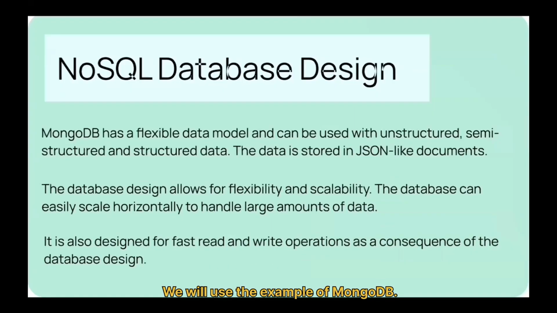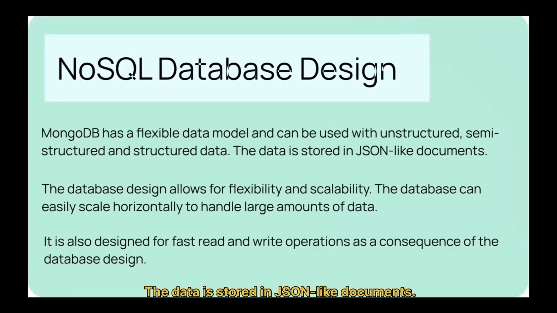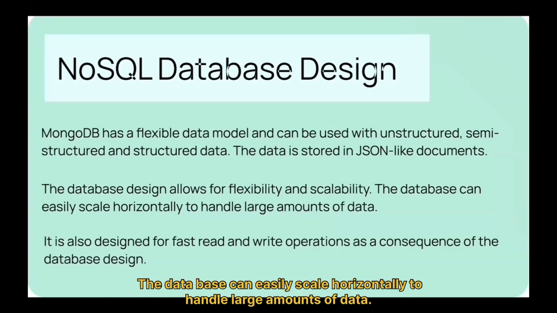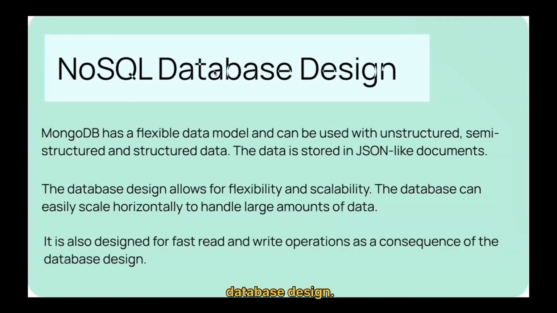We will use the example of MongoDB. MongoDB has a flexible data model and can be used with unstructured, semi-structured, and structured data. The data is stored in JSON-like documents. The database design allows flexibility and scalability. The database can easily scale horizontally to handle large amounts of data. It is also designed for fast read and write operations, which is a consequence of the database design.